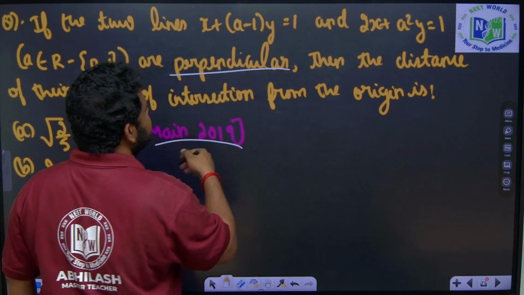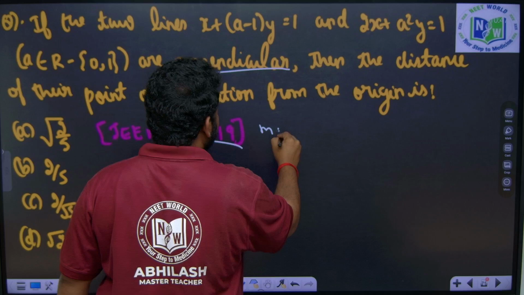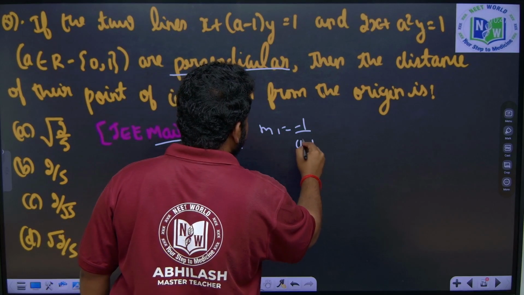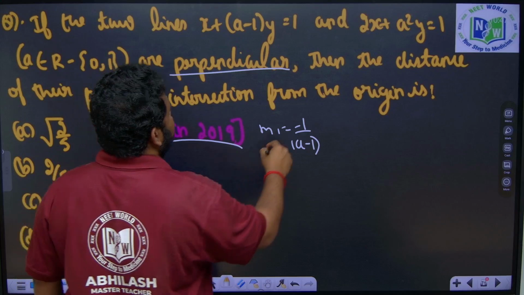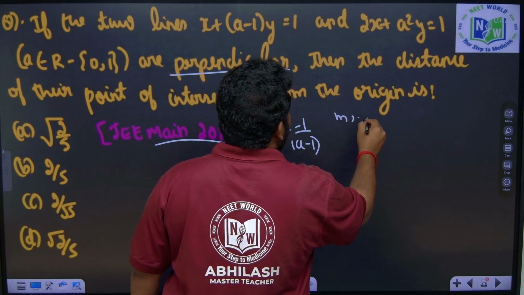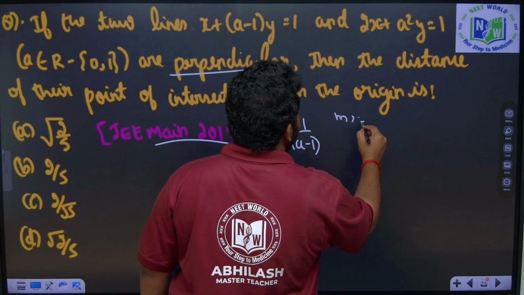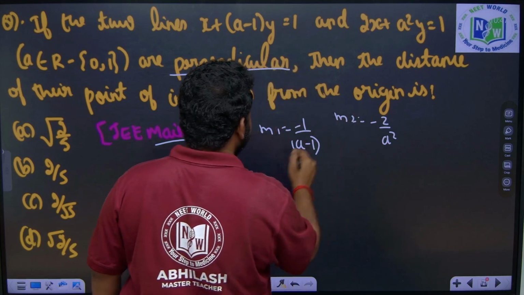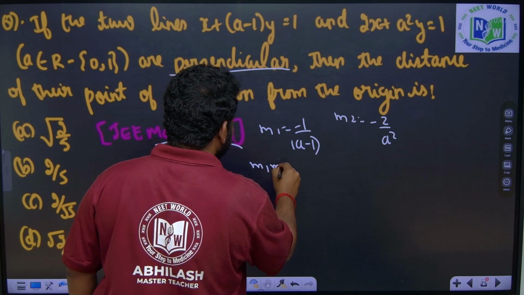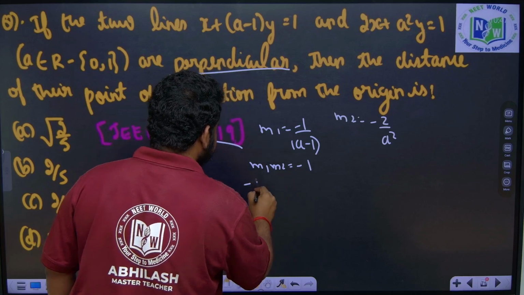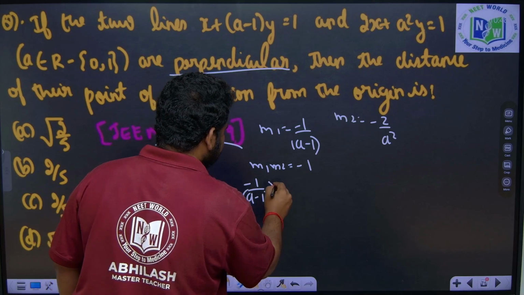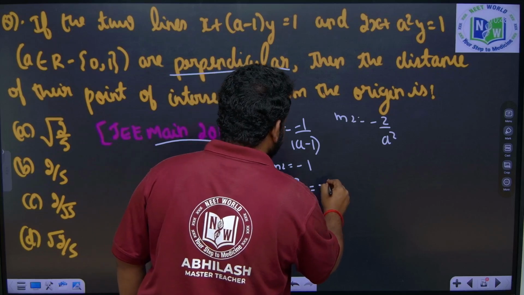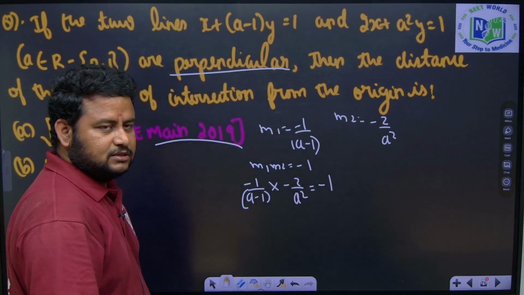So perpendicular means, first let me find out m1. m1 is equal to minus a by b, that is minus 1 by (a minus 1). What about m2? m2 is equal to minus a by b, that is minus 2 by a square. Since they are perpendicular, m1 m2 is equal to minus 1. So this becomes minus 1 by (a minus 1) into minus 2 by a square is equal to minus 1.